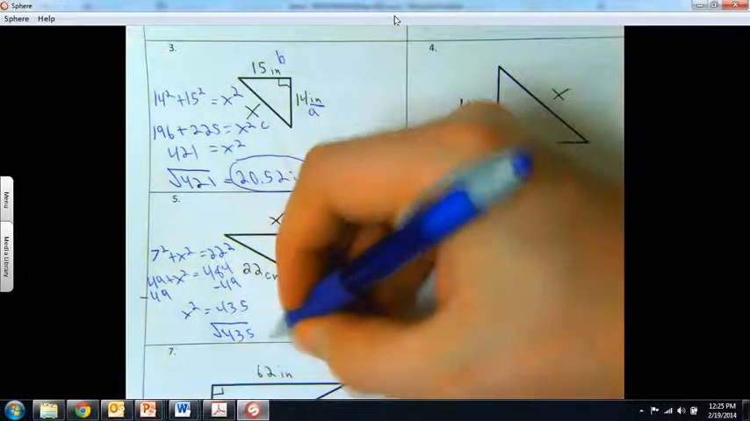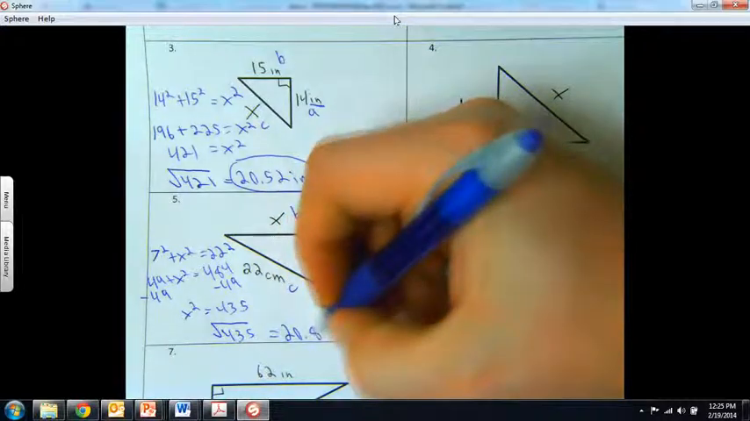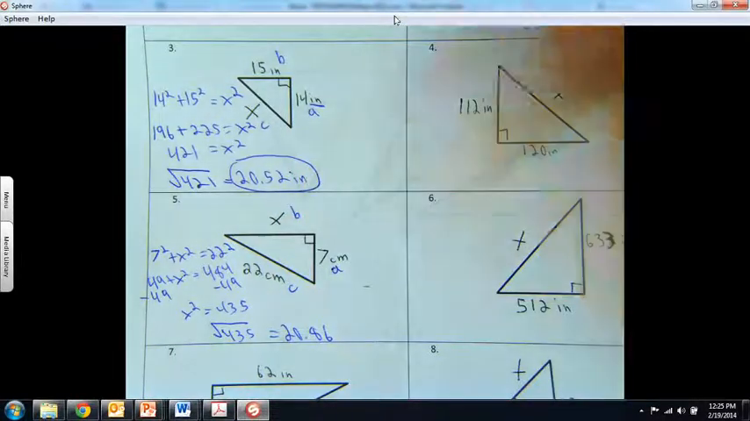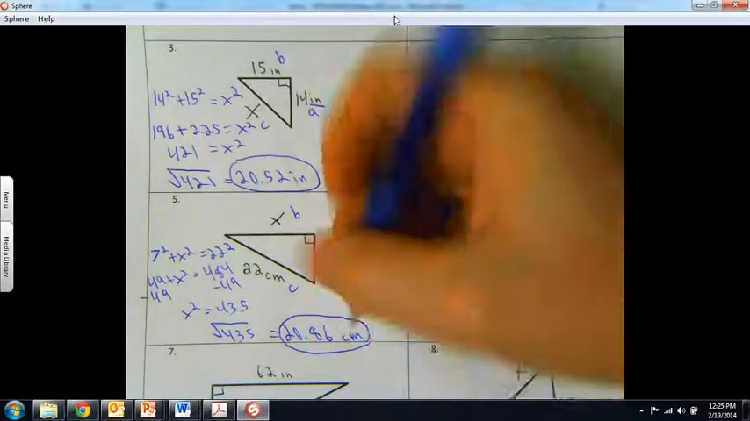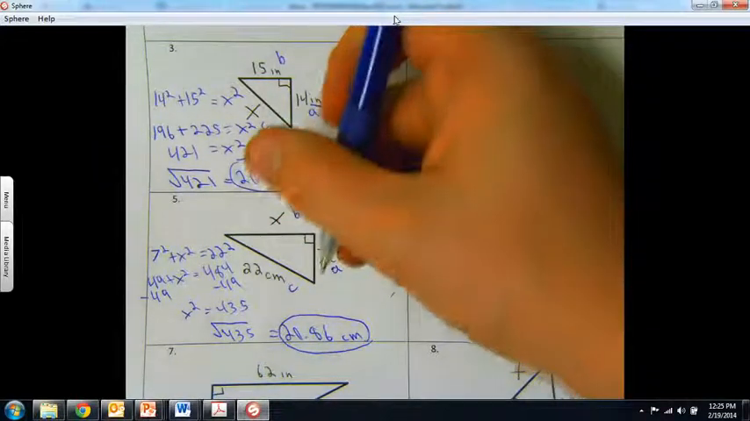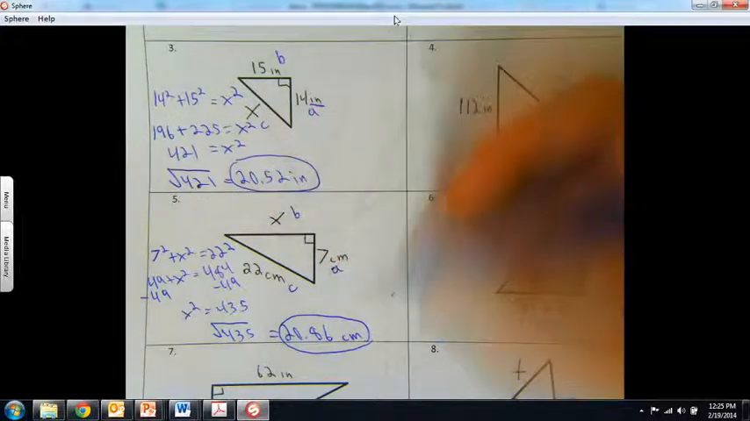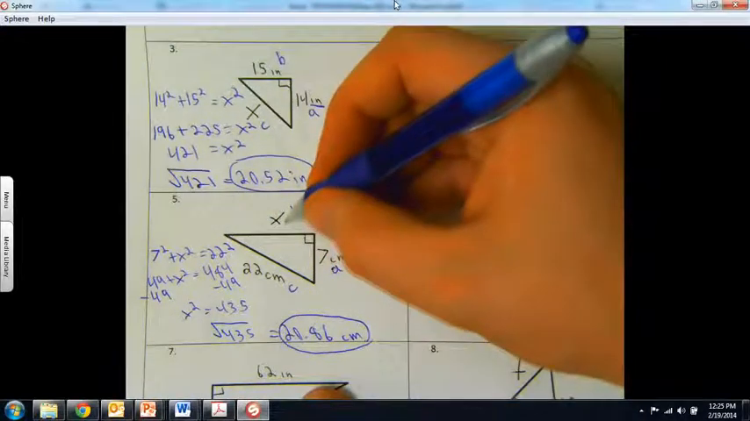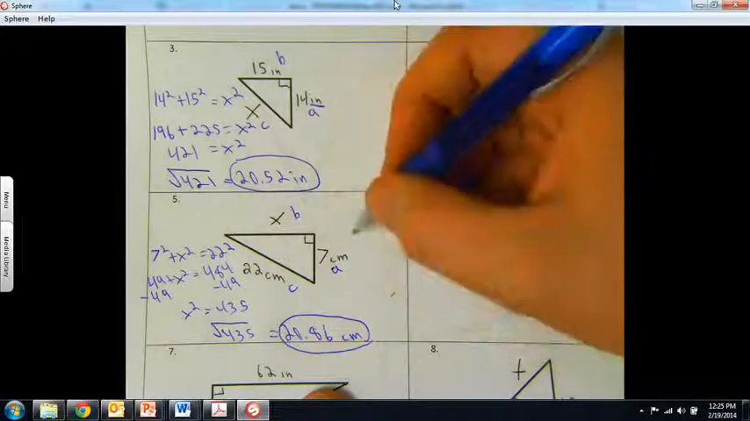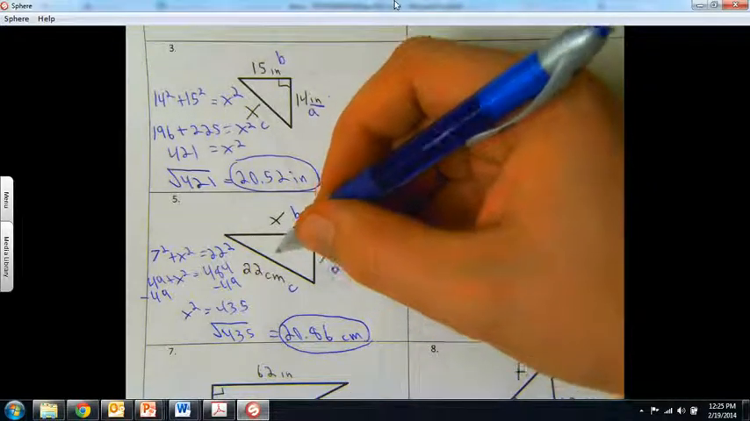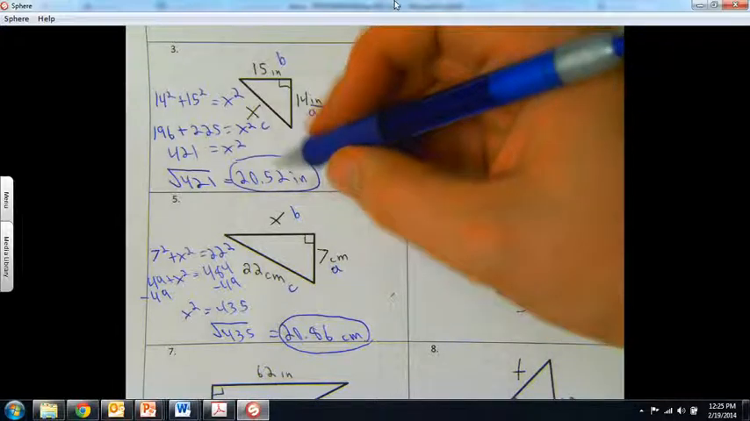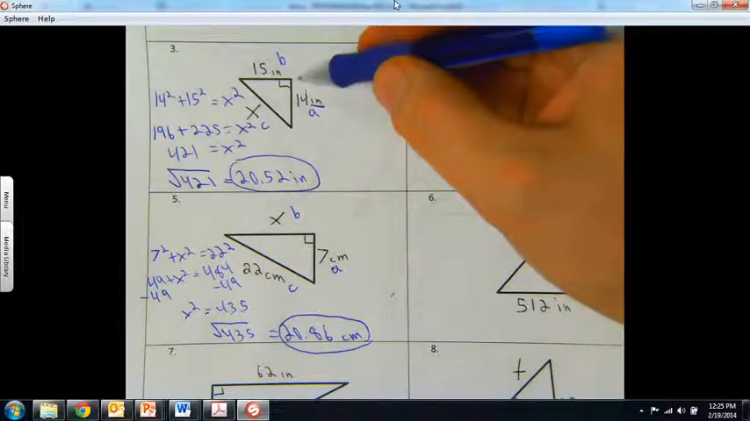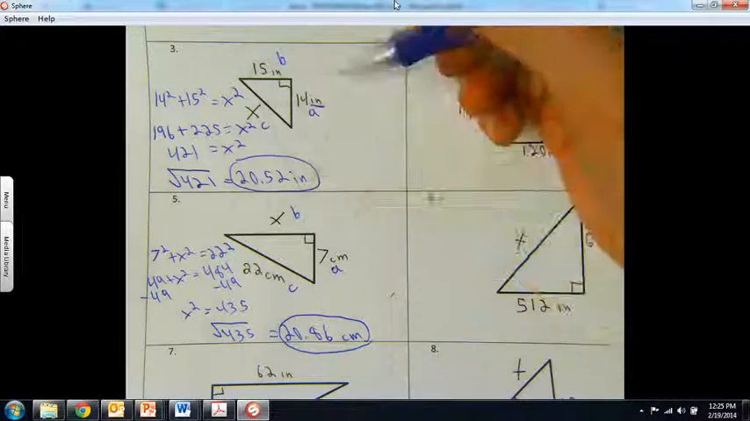And I get 20.86 centimeters. Now, you should always go back and check, does our answer make sense? Well, in this case, we're solving for the medium length side, so it should be between 7 and 22, and it is. Up here, we're solving for the longest length side. It should be not between, above 14 and 15, and yes, it is.